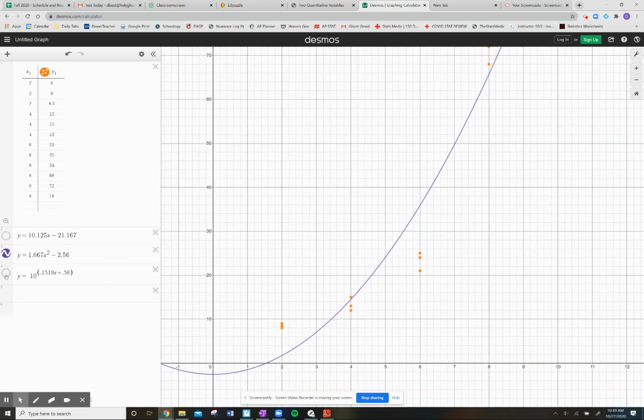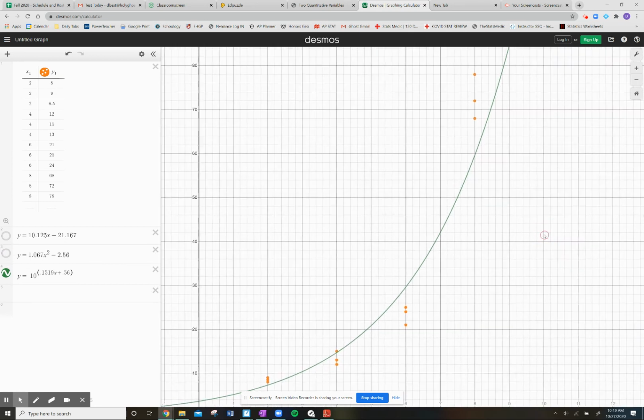And my third choice was the exponential, which is now my green line. And that looks really good. So I get really close to those first 3 points. I hit one of these points and I come up and cross through the middle.